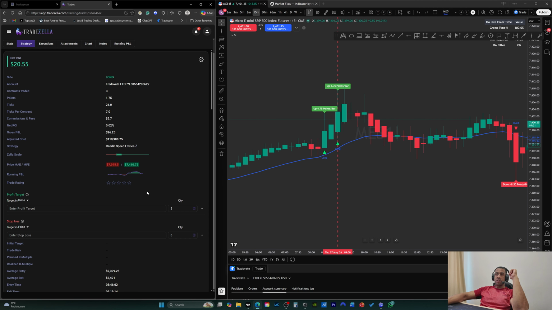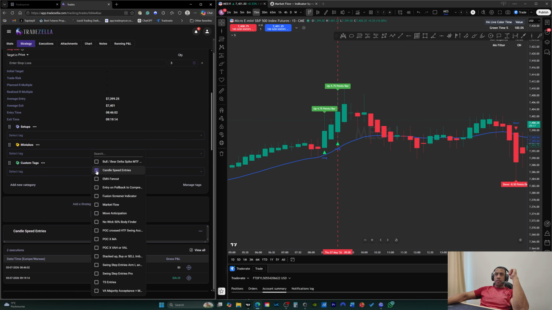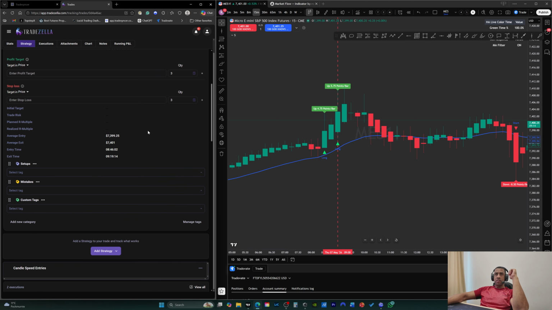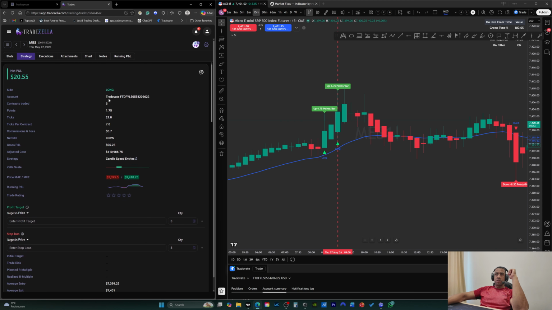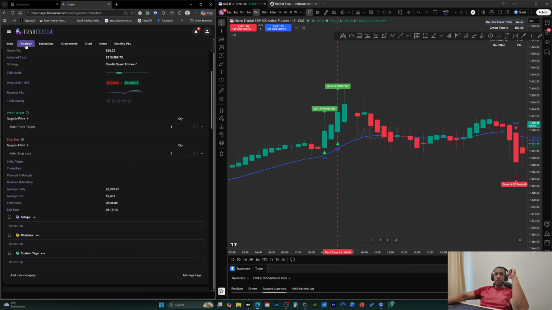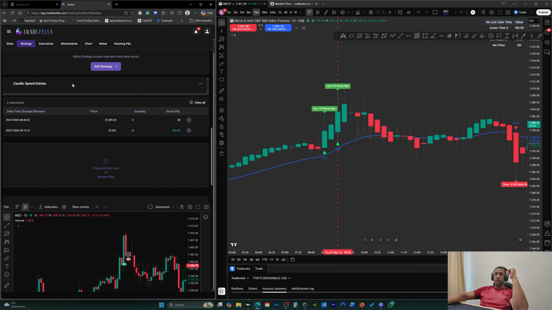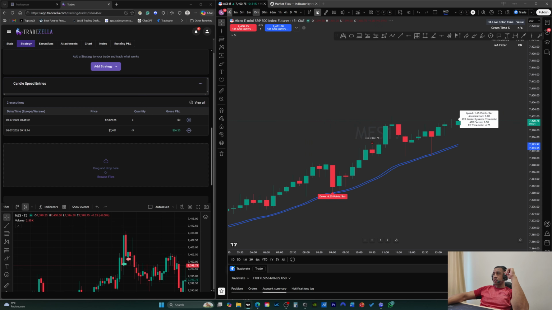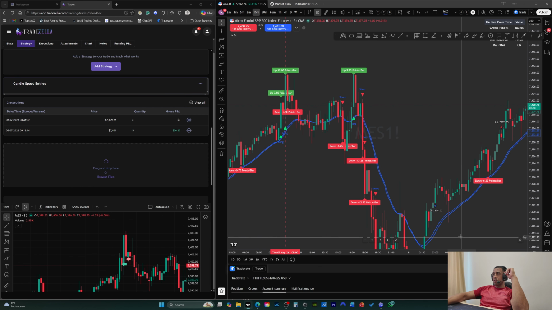Let me add the strategy to it though, now that I'm here. Candles. Oh yeah, it's already there. Why is it not showing it? Oh yeah, it is Candle Speed. Never mind. So yeah, I entered over here, the first one, and then it went against me, and I got out. Entered over here on this alert and got out. All right, so that's the first trade.